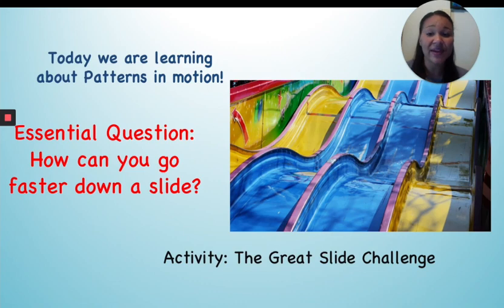Today we are learning about patterns in motion. The essential question is, how can you go faster down a slide? The activity we're going to be completing today is the Great Slide Challenge. It's going to be so much fun.